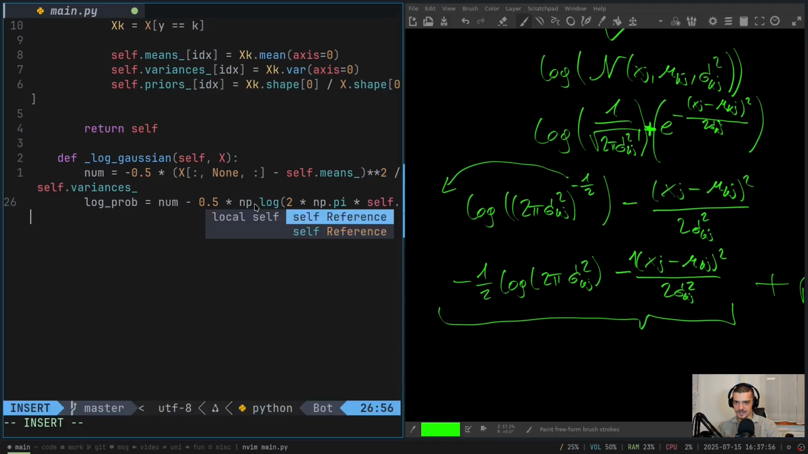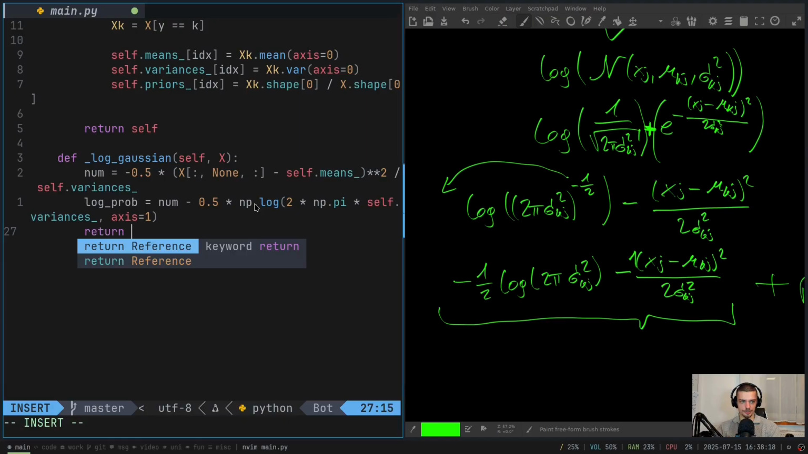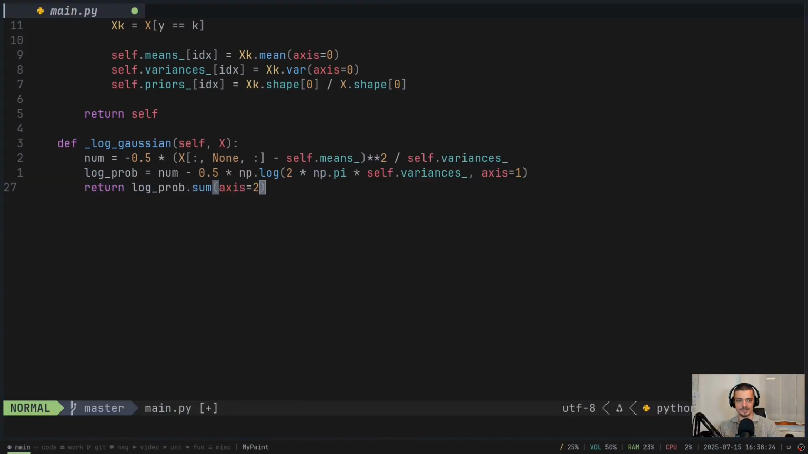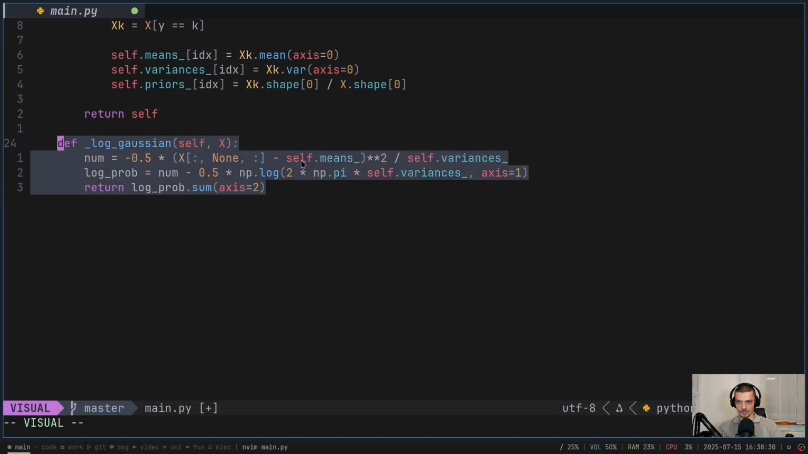Times self.variances. And very important, we also need to specify axis equals 1. Since we have all these log probabilities, of course, in the beginning the probabilities had to be multiplied, so we had a product. But here we just return log_prob.sum with axis equals 2. So let's get rid of the graph here. That is basically the math that we discussed and derived. This is the log Gaussian here.